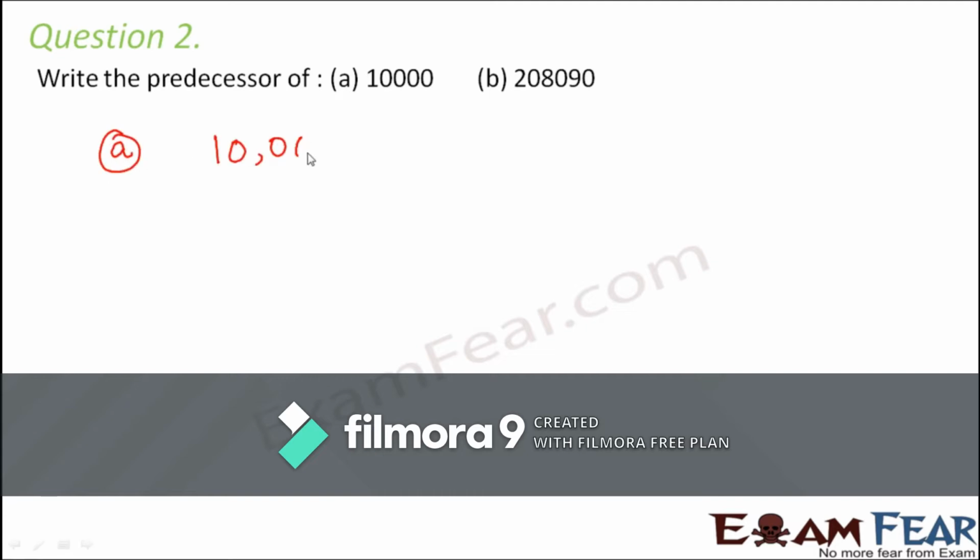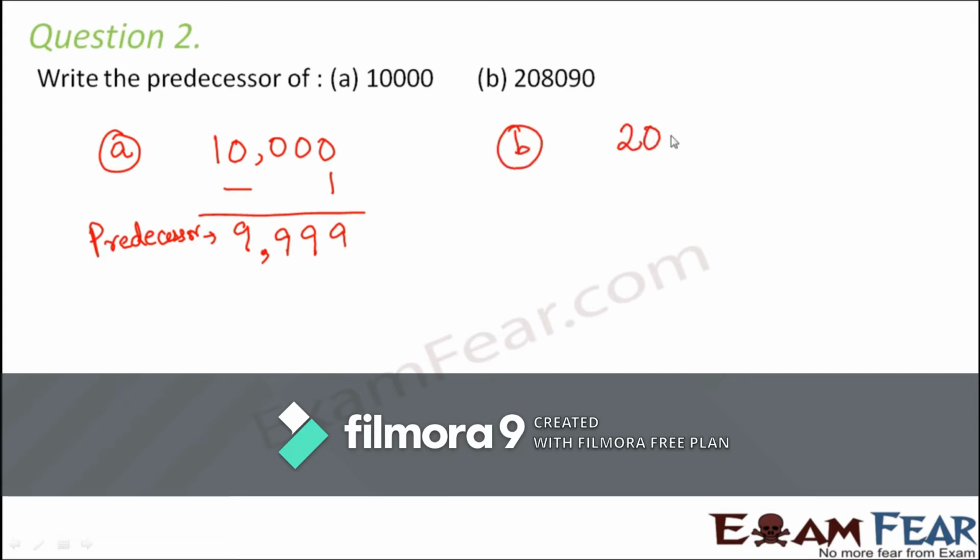In order to find a predecessor, all that we need to do is subtract 1. So 9,999 would be the predecessor. Let's look at the second number, which is 208090. Here also you'll subtract 1. So the number that was given was 2,08,090. So when you subtract 1, you get 2,08,089. So this would be the predecessor.